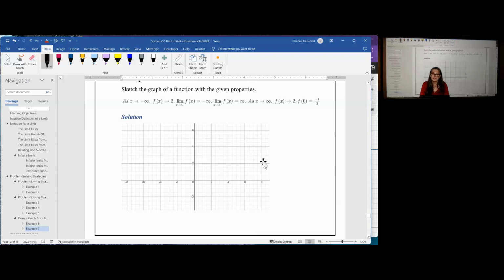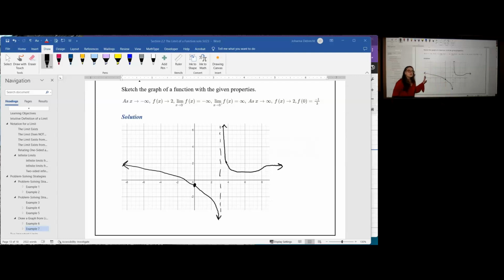Let's now take a look at this one. I want you to pause the video, sketch out a graph, and then we'll compare our answers. Your graph could look much, much different than mine, but the key pieces need to be the same.